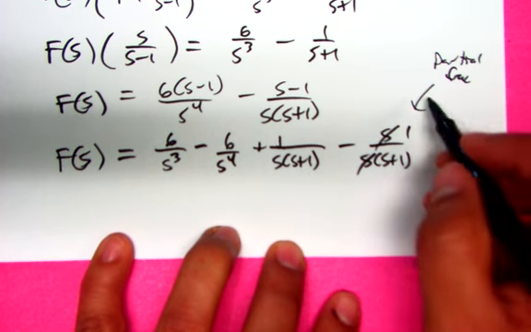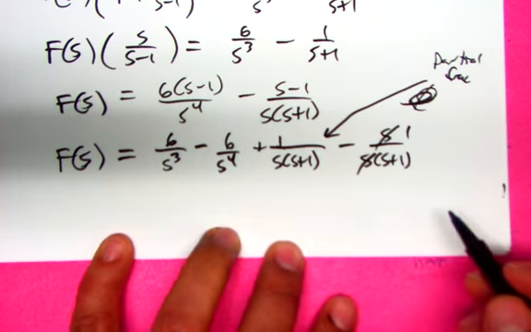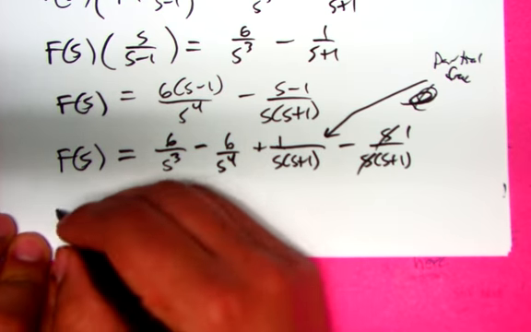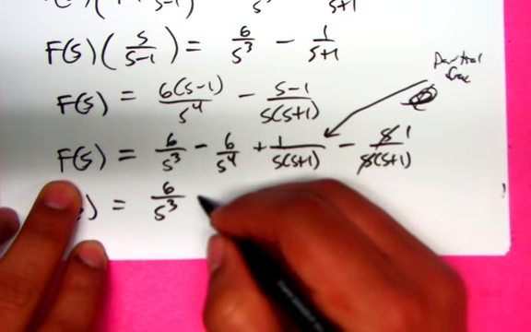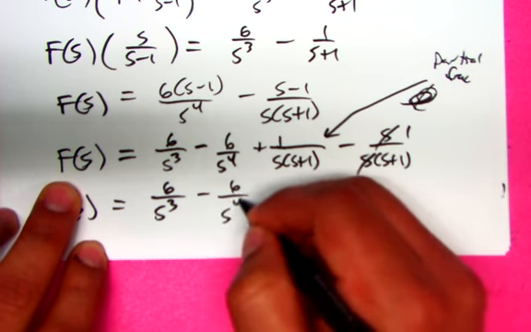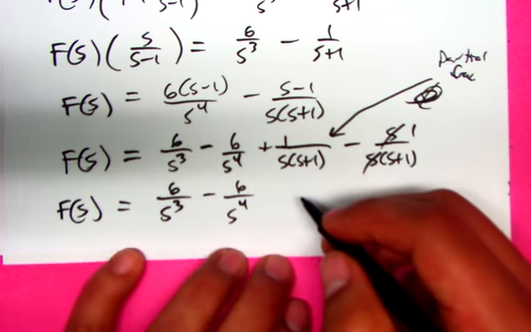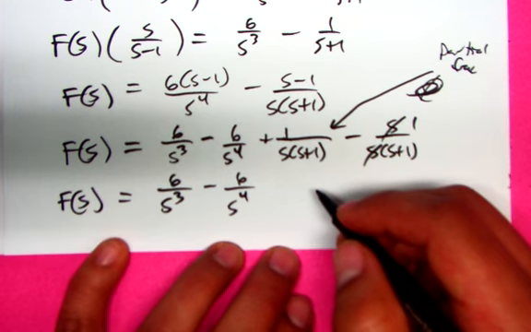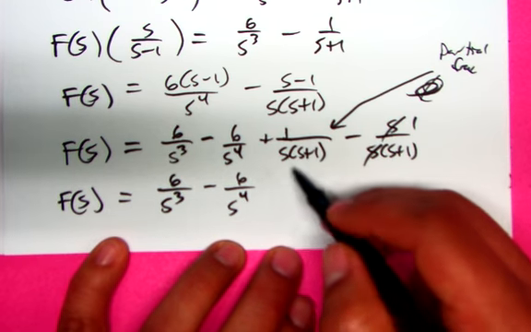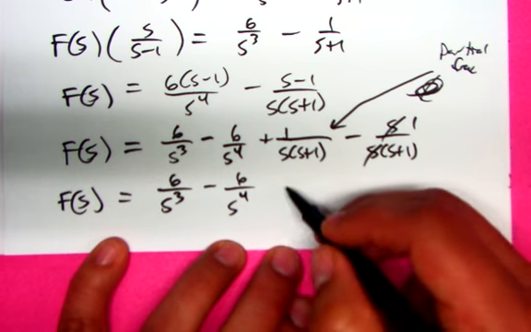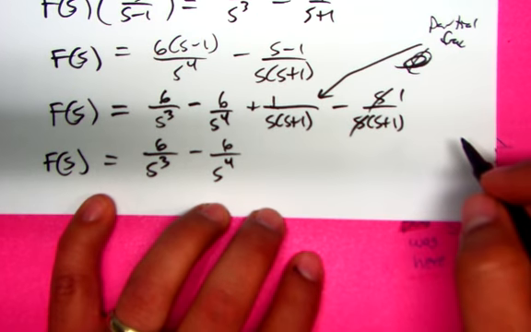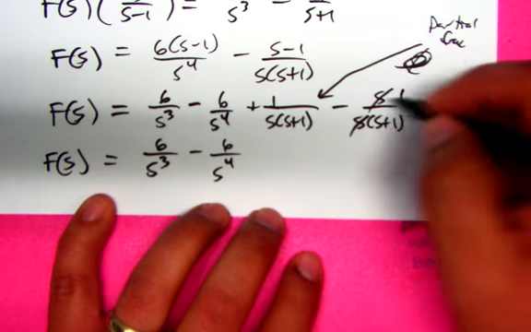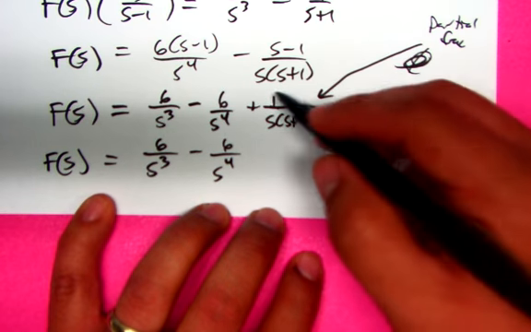If we do partial fractions to get this guy over here, 6 over s cubed minus 6 over s to the 4, and what is that? Oh, see, I didn't do it that way before, but I guess I have to do it. Shoot. Okay, just for the sake of finishing in time, let's pretend I didn't do that.